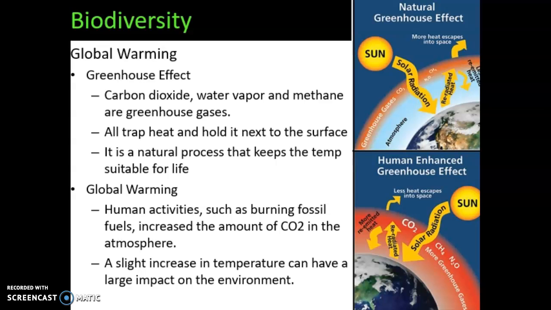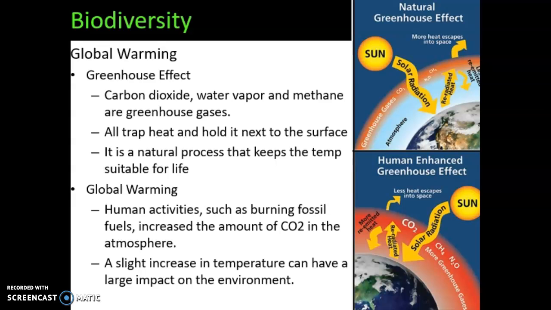What these gases do is they trap in some of the sun's energy. Right? It's kind of like this little blanket that surrounds the earth. Now, this is a natural process, and it's actually a good process because it keeps the climate on Earth suitable for life. It keeps everything nice and warm and the temperature where it should be for living organisms.